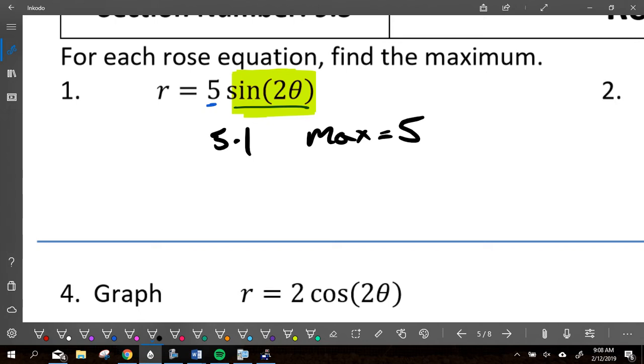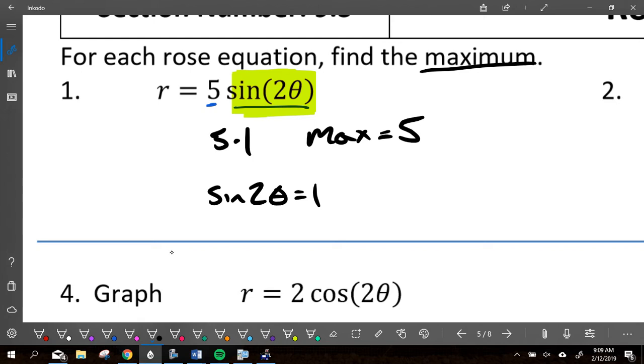Then, in addition to that, let's talk about where and how many petals it's going to be. So if I want to find the maximum of 5, where is that going to happen? Well, that's going to happen when sine of 2 theta is equal to 1. That's not all of the spots. I'm only going to find one of them. If I know 1, I'll be good.